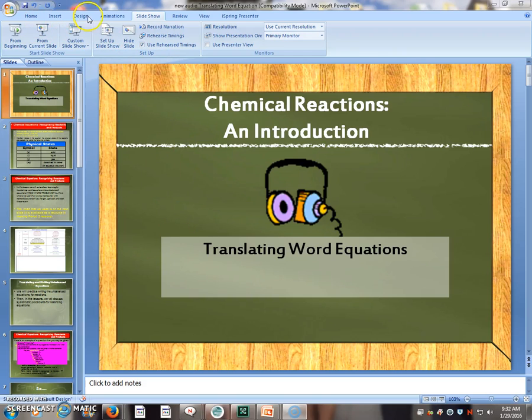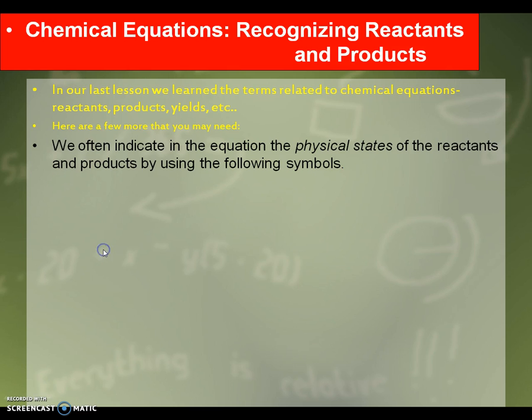In this lesson, we're going to be looking at translating word equations. In our last lesson, we learned the terms related to chemical equations like reactants, products, yields, and etc. Here we're going to learn a few more. We often indicate in the equation physical states of reactants and products by using the following symbols.